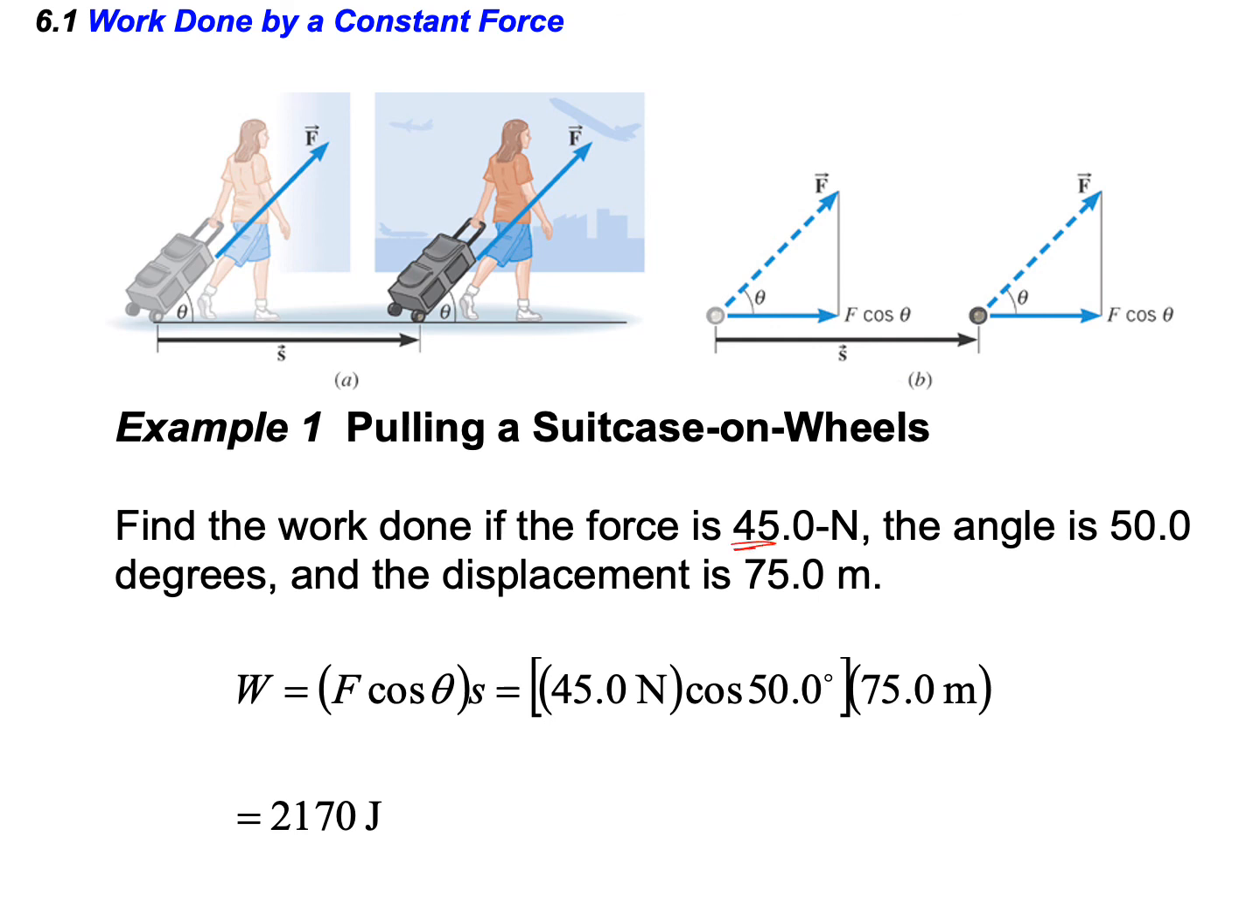If the force is 45 newtons and the angle is 50, F cosine of this angle is 45 cosine 50 times the displacement, which is 75. We will substitute these numbers into this equation: F is 45, cosine theta where the angle is 50, and S, the displacement, is 75 meters.